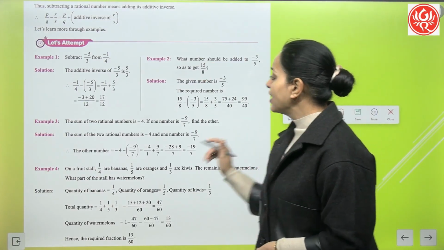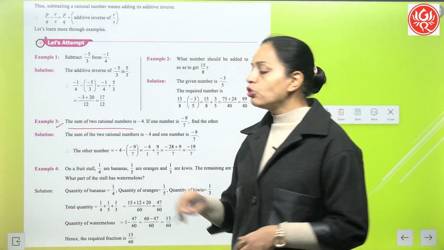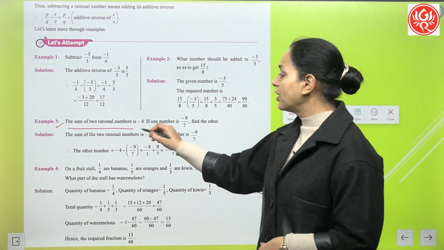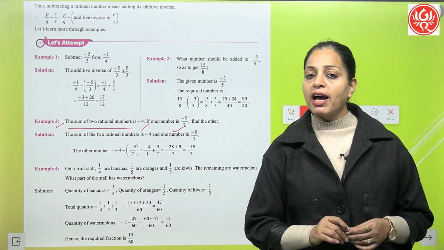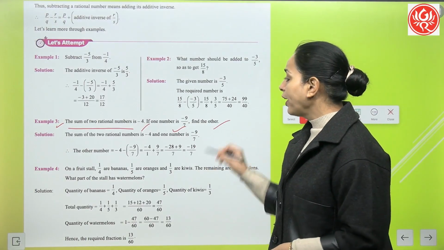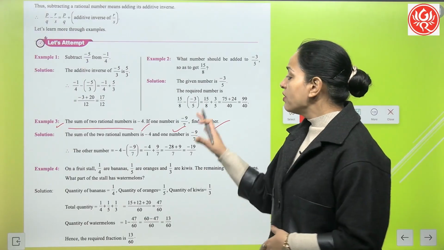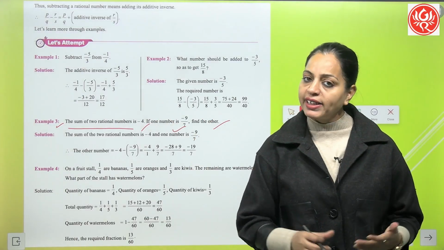Now the next is example 3. The sum of two rational numbers is given as minus 4, and if one number is minus 9 by 7, find the other. So what to do? We will subtract the given number from the sum.